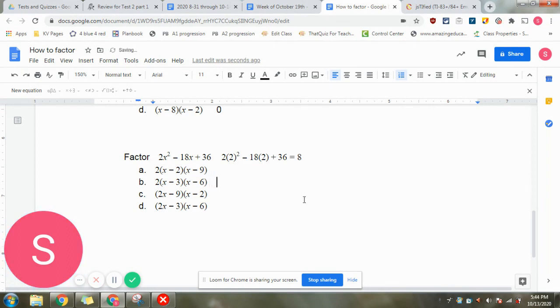Let me just make sure. So we'll plug in 2 for x. So 2 minus 3 is negative 1. And then here, 2 for x, you'll get 2 minus 6, that's negative 4. And yep, that does it. 2 times negative 1 times negative 4 is 8. That's the only one that does it. So that's the answer. Option B.